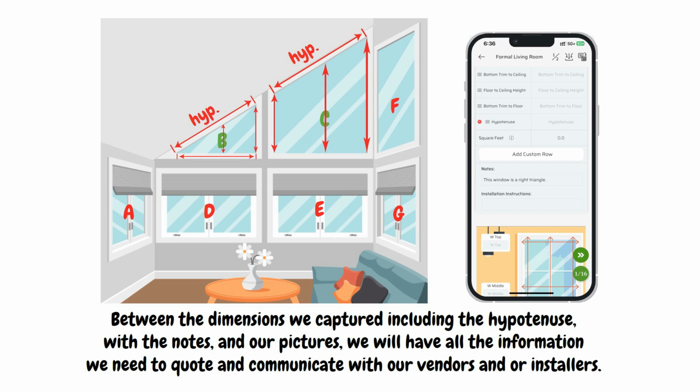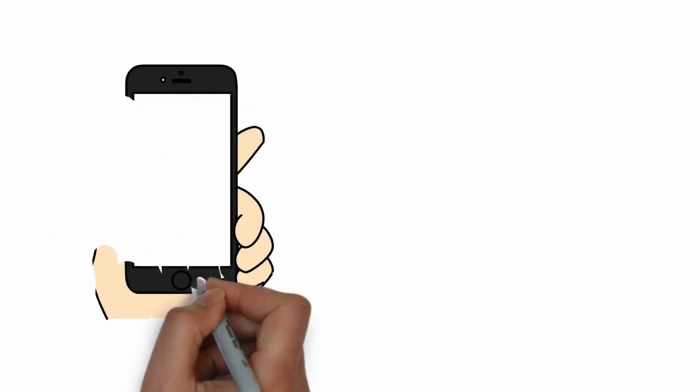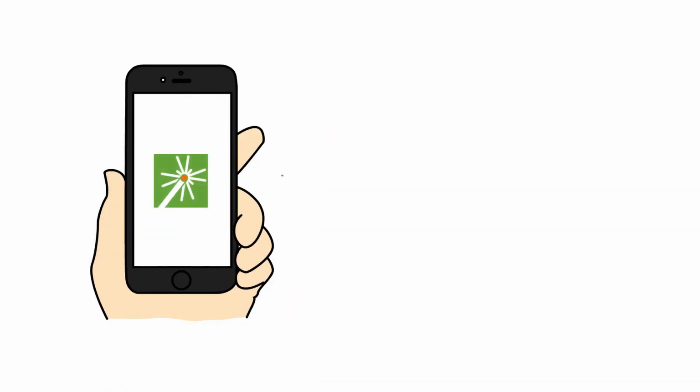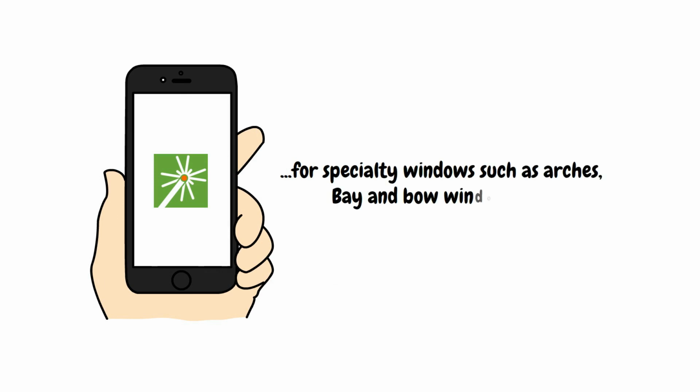In summary, we reviewed how to best use the app for specialty windows such as arches, bay and bow windows, and triangle windows.